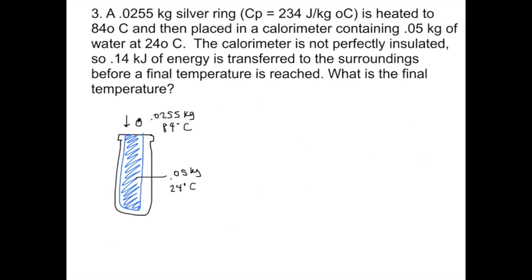Number 3. A 0.0255 kilogram silver ring, which has a specific heat capacity of 234 joules per kilogram degrees Celsius, is heated to 84 degrees Celsius and then placed in a calorimeter containing 0.05 kilograms of water at 24 degrees Celsius. The calorimeter is not perfectly insulated, so 0.14 kilojoules of energy are transferred to the surroundings before a final temperature is reached. What is the final temperature of the entire system?